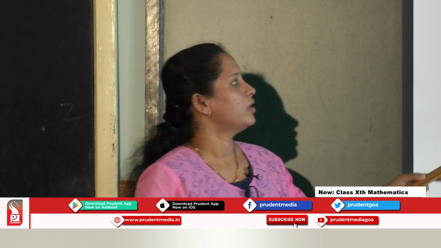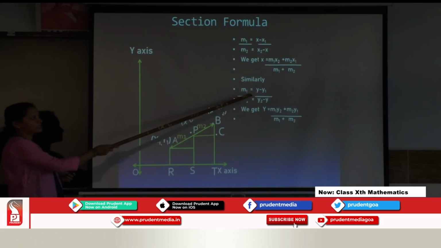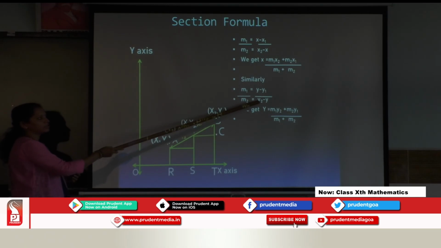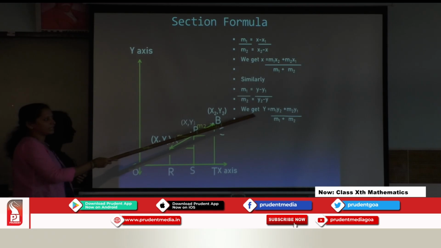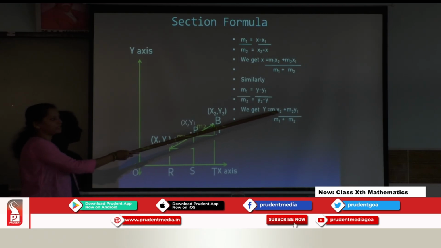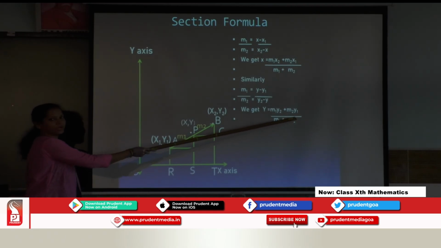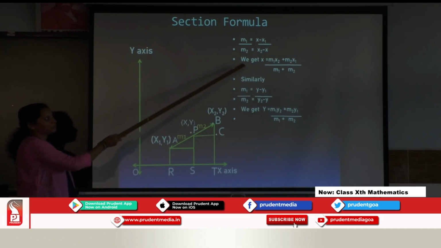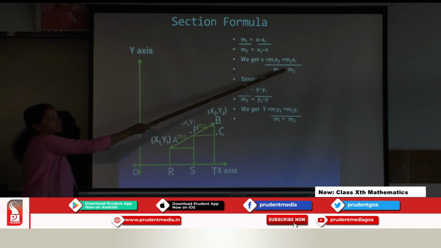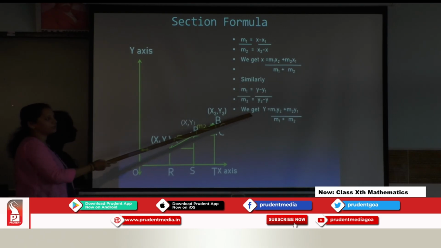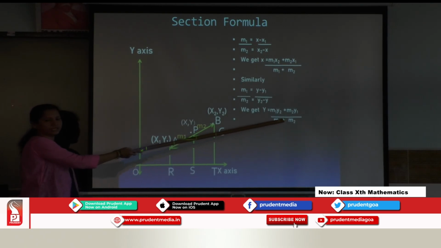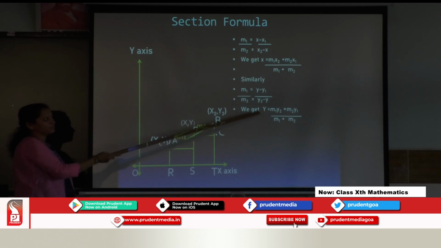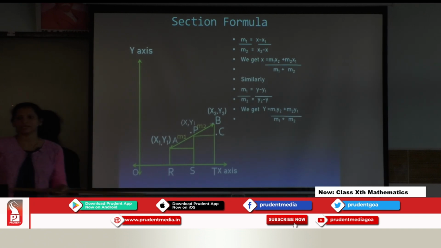Similarly, if we take M1 upon M2 is equal to Y minus Y1 upon Y2 minus Y, we get Y is equal to M1 Y2 plus M2 Y1 upon M1 plus M2. So if we want to find the X, we have to use this, and when we want to find Y, we have to use this relation. So this way we can find the coordinates of X and Y.